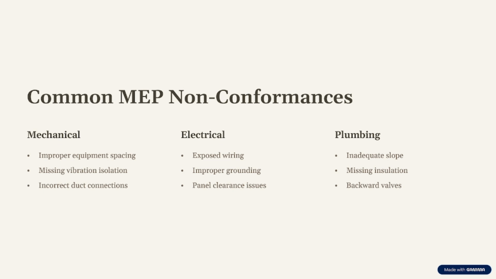Somewhere vibration isolation is missing. Somewhere duct connection is incorrect. For electrical, somewhere wire is exposed, grounding is missing or improper, and there are panel clearance issues. For plumbing, slope issues, insulation damaged, sometimes insulation not properly installed, and valves, like the example I gave you, a backward valve installed. So this is a common example of the NCR which every project is facing.